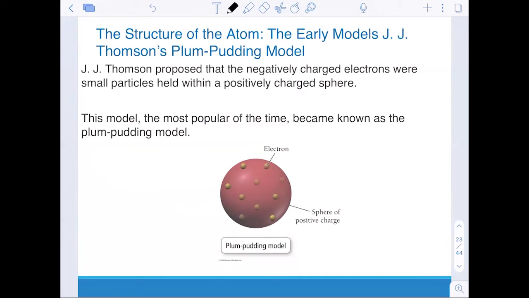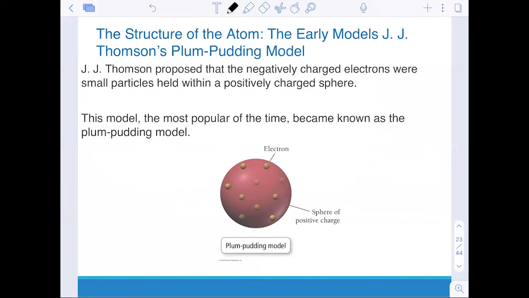The plum pudding model was accepted in the early 1900s. The plum pudding model is an early 1900s idea of what an atom looked like. Plum pudding, if you don't know, was a popular Christmas dish in England at the time. It was essentially our version of a fruit cake, if you've ever seen a fruit cake, where you take a whole bunch of different components, you just mix them all up together and you bake it and you hope for the best.